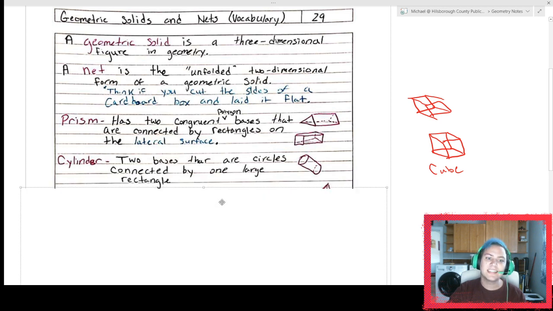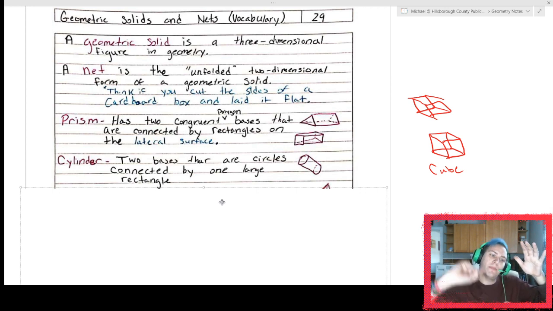Okay, the next one to talk about, it goes with prisms, and I put them together because a cylinder is the same exact thing as a prism. You've got two bases on the end, which in this case happen to be circles, and they're connected by one shape in the side that's called a rectangle.